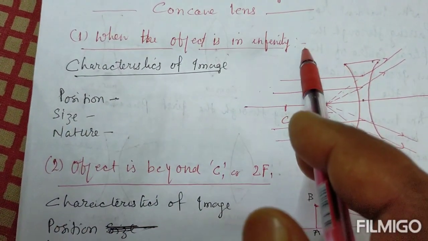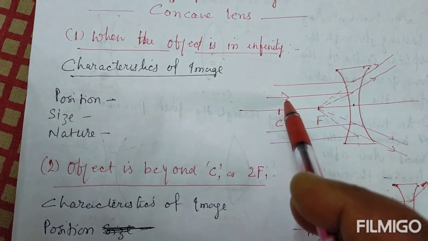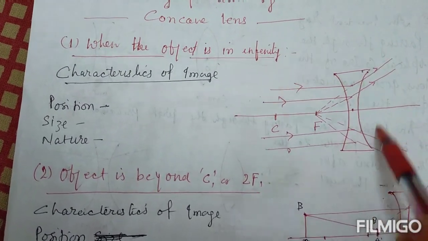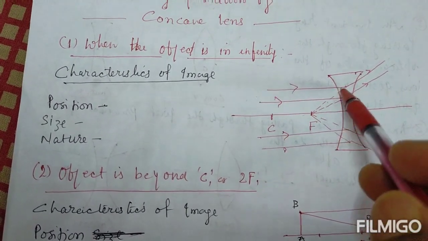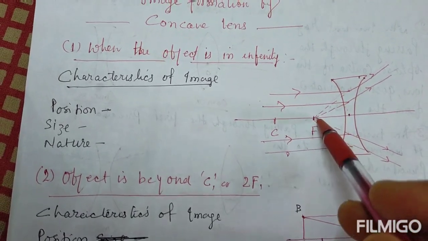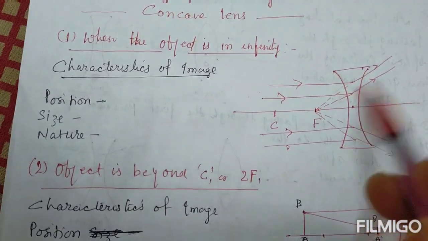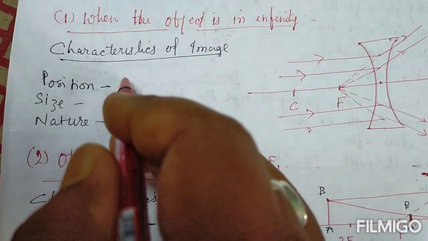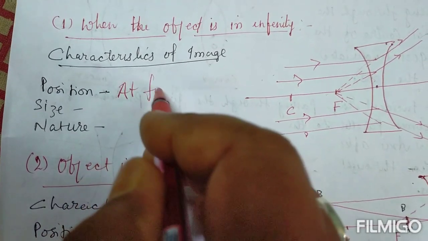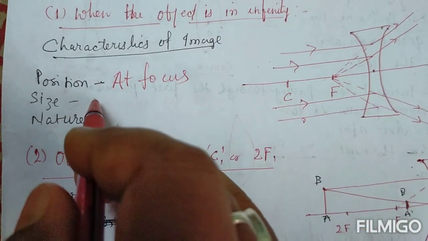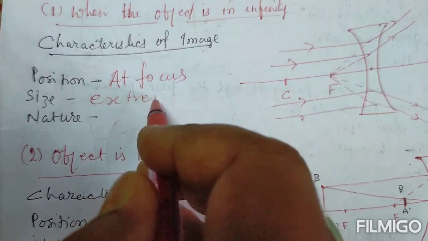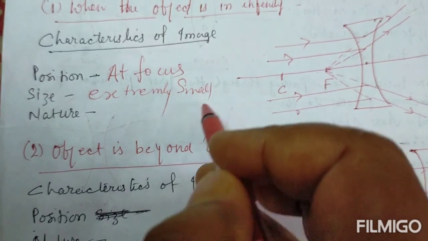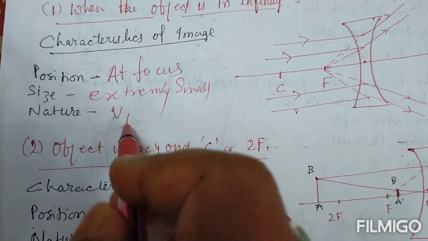When the object is at infinity, rays coming parallel to the principal axis will diverge, that is deviate. But when we produce them backward, they appear to meet at focus. So this is the lens which forms virtual and erect images. Position at focus, size extremely small, nature virtual and erect.